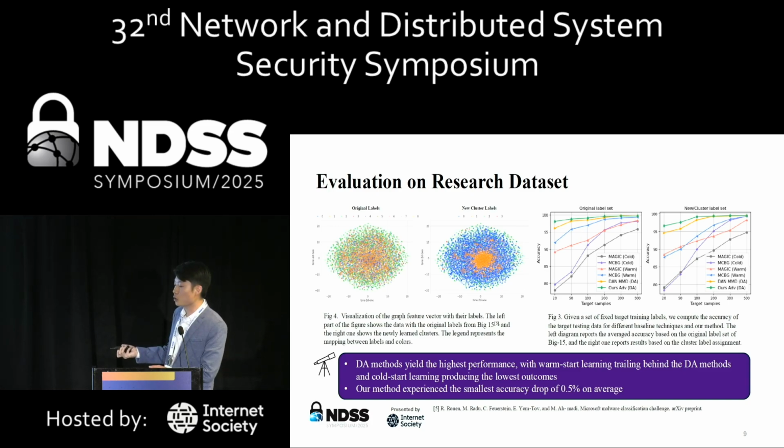Our results show that the domain adaptation methods achieve better performance than the warm start learning method, and the cold start learning method produces the lowest outcomes when it comes to the newly drifted samples. Our method also outperforms all the baselines in both settings, and it experienced the smallest accuracy drop of 0.5% on average.